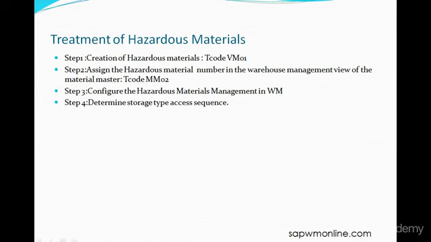But from a warehouse perspective, to be able to use the WM functionality for storage type access sequence, we only need to maintain the storage class and the water pollution class. Next, we also need to configure the hazardous materials management in the WM node, and then finally we have to maintain the storage type access sequence so that we are able to use this functionality for the hazardous material. So let us see in the system how this is done, so that you get a more clear idea of how to use this functionality.